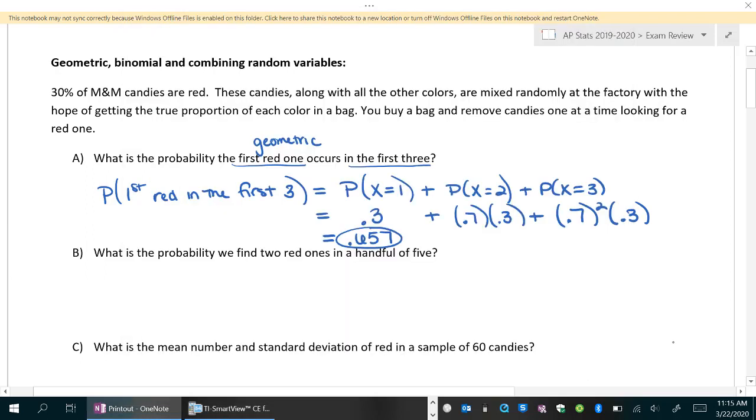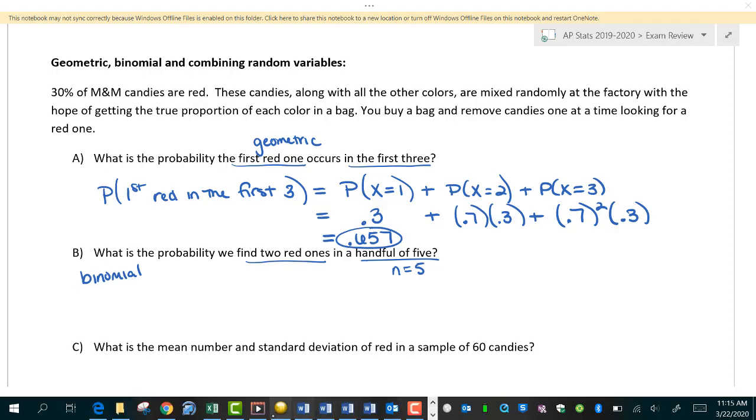Okay, the second question says, what is the probability we find 2 red ones in a handful of 6? Sorry, a handful of 5. So now because we are defining how many M&Ms we're going to take out of that bag, this is our n value. So this means it is binomial probability. So again, I'm going to pause the video, write out the steps, and then we'll talk about those.